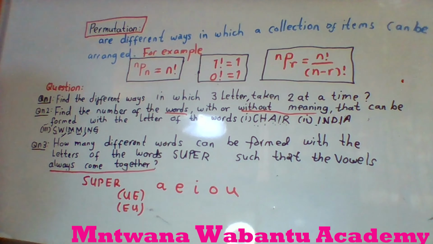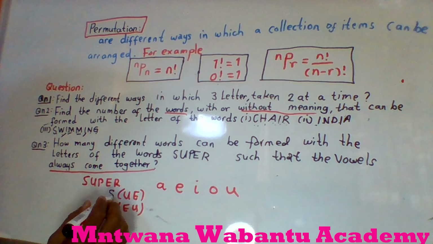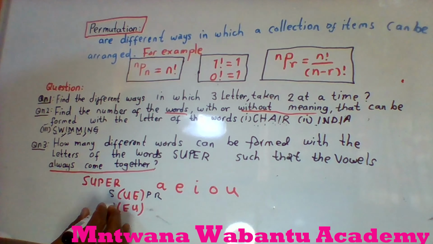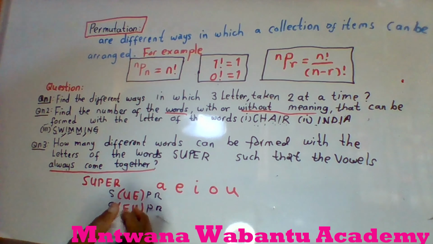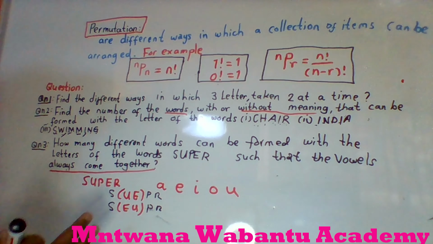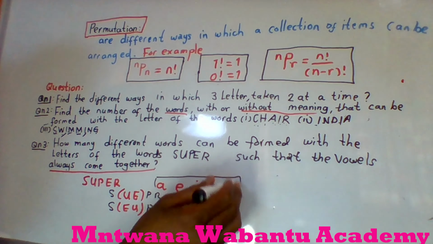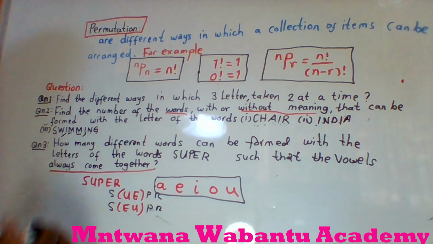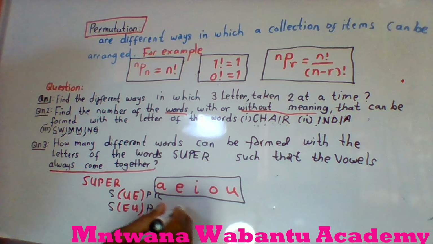And then you write the rest of the stuff. So if I have a U and E here, I'll be left with S, P and R. If I have EU, the same thing, S, P and R. So I want to see how many different ways we could do this. So this is easy. Remember we don't have any letters which repeat here. So since we don't have any letters which repeat, we're gonna permute now. So how many items here?